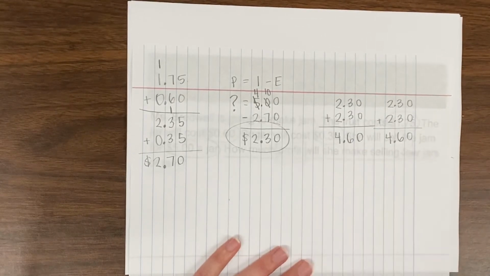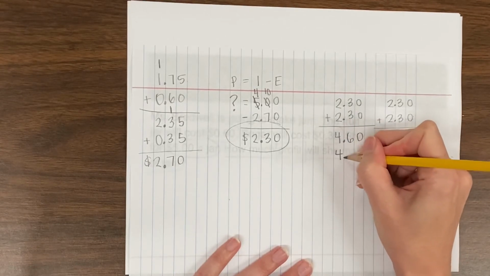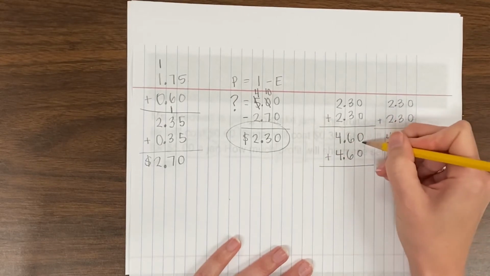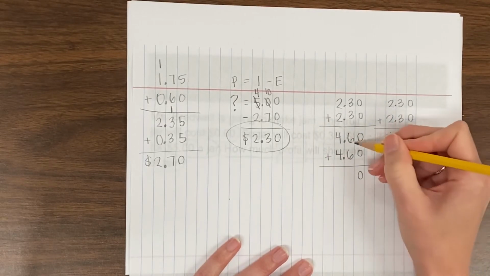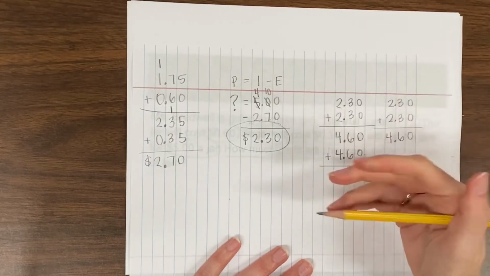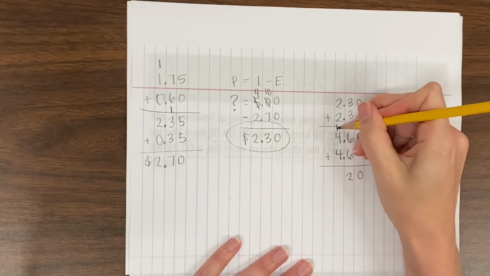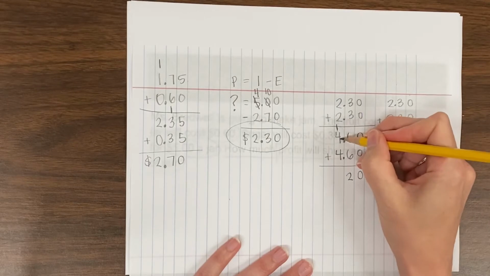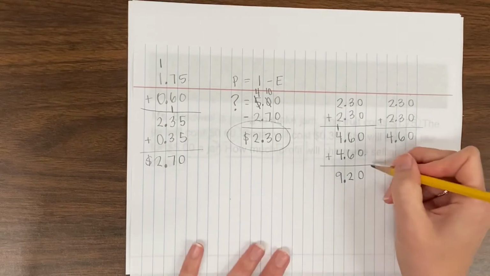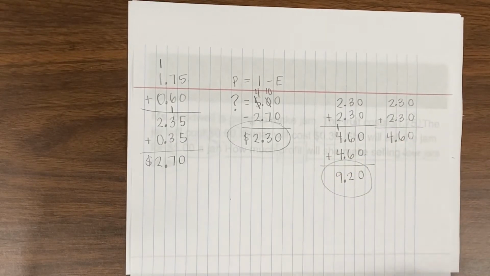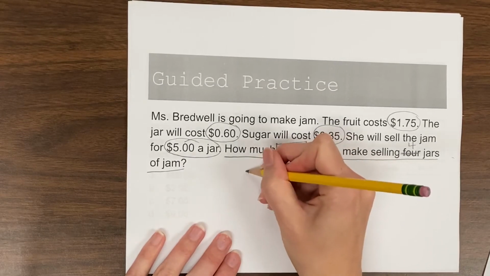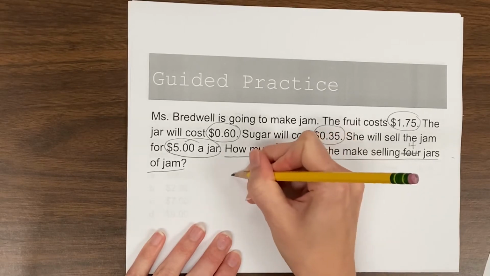So I can just double this number to get my total of 4 jars. So $4.60 plus $4.60, 0 plus 0 is 0. 6 plus 6 is 12. I can't put that digit there, so I'm going to have to bring it up. 1 plus 4 is 5, plus 4 is 9. Bring down my decimal. Looks like my total for selling 4 jars of jam is $9.20. So Miss Breadwell made a profit of $9.20.